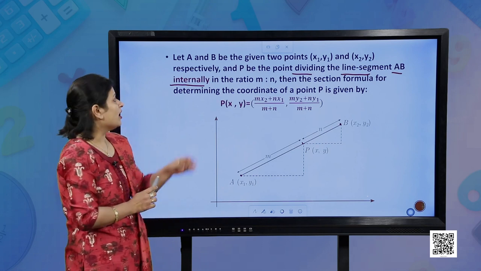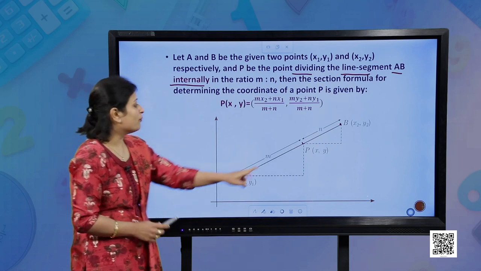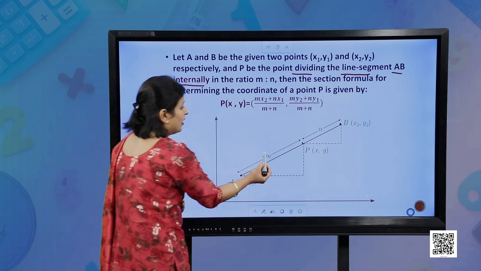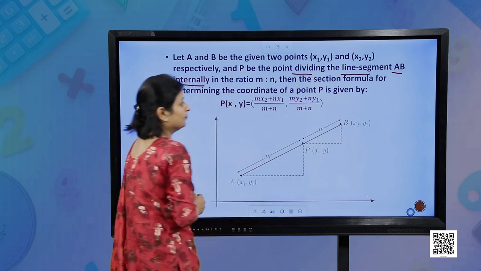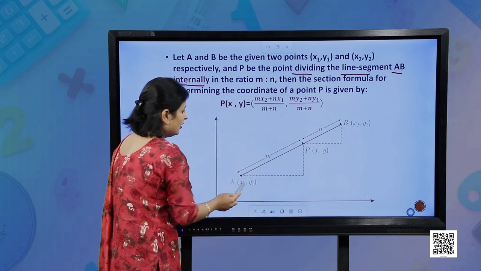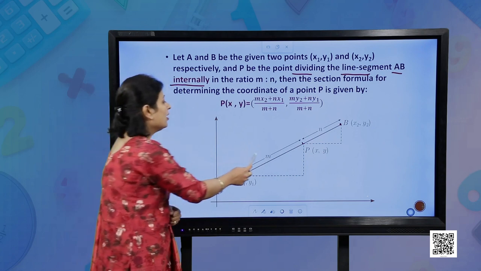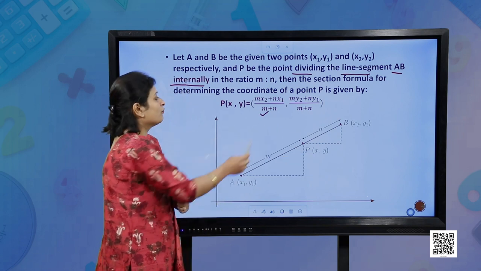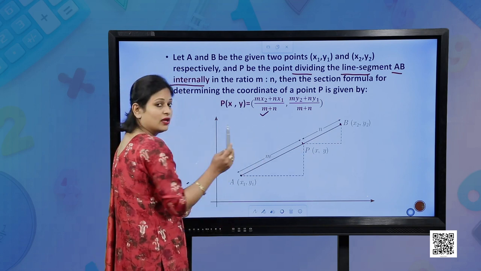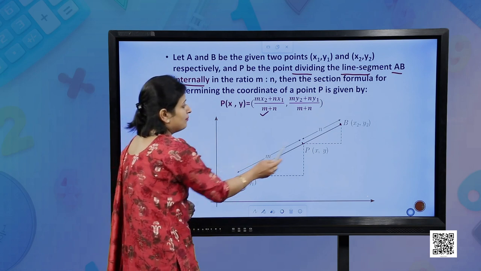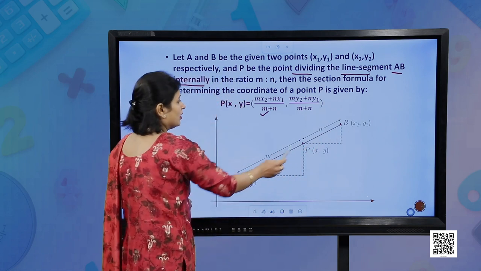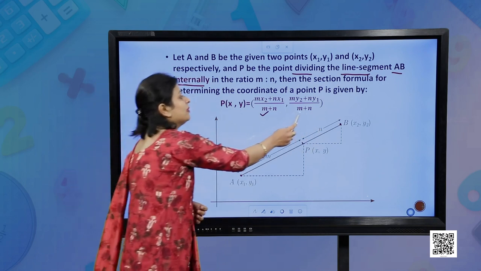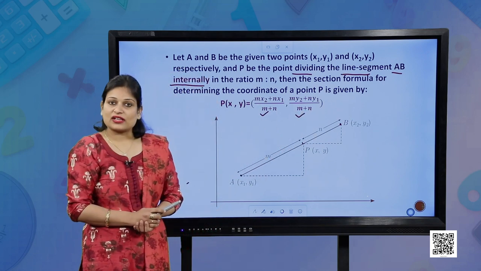So, the section formula for determining the coordinates of point P (x, y) is given by x equals (m x2 plus n x1) upon (m plus n). So, you will get the value of x. For y, consider the y coordinates: y equals (m y2 plus n y1) divided by m plus n. So, this is the section formula.